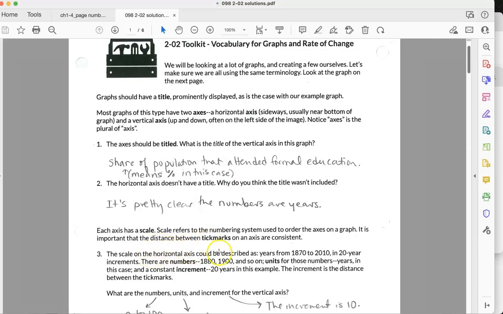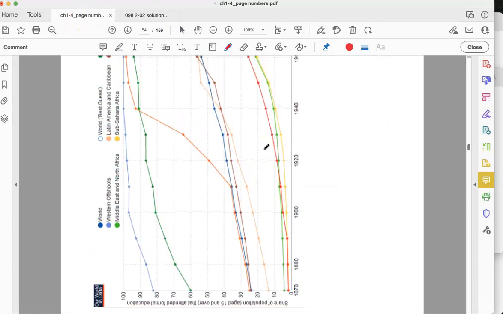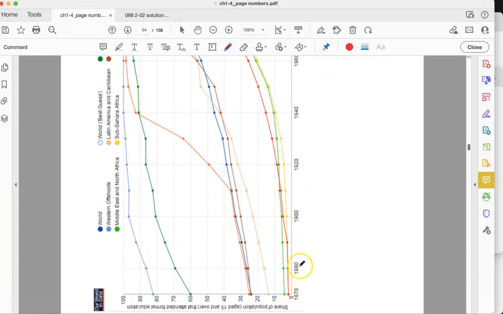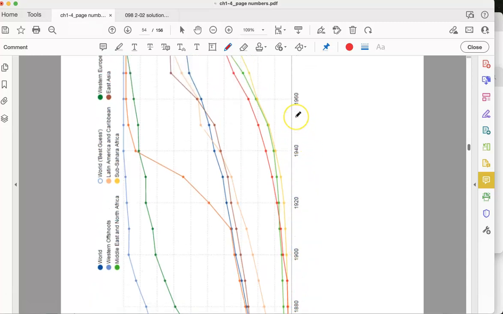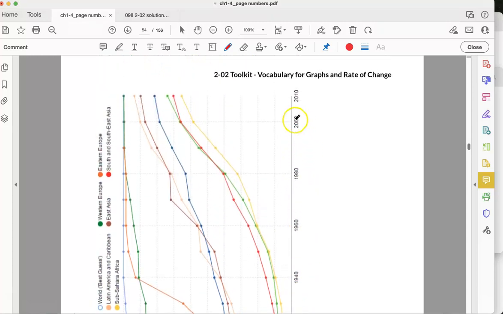So the scale on the horizontal axis, starting at 1870 to 2010 in 20-year increments. Let's see if we agree with that. Well, there's a 10-year increment here, but then after that it is in 20-year increments. So it's a little bit like the previous population graph where it was consistent all the way across except at the end. So this graph stops in 2010, and so it isn't able to provide another 20-year increment.